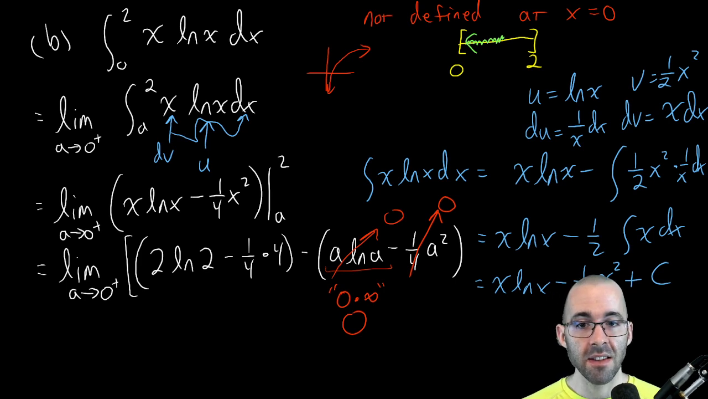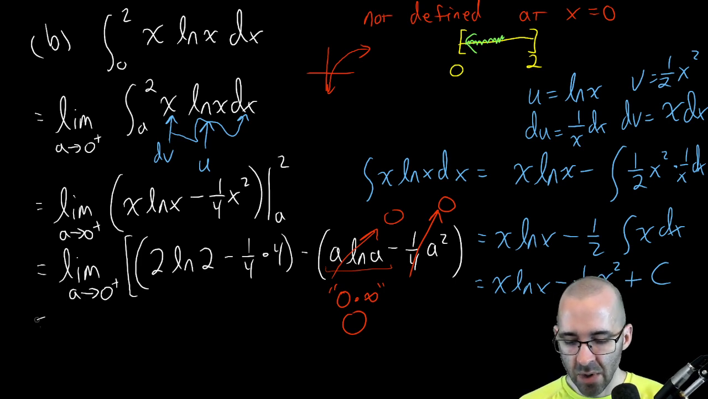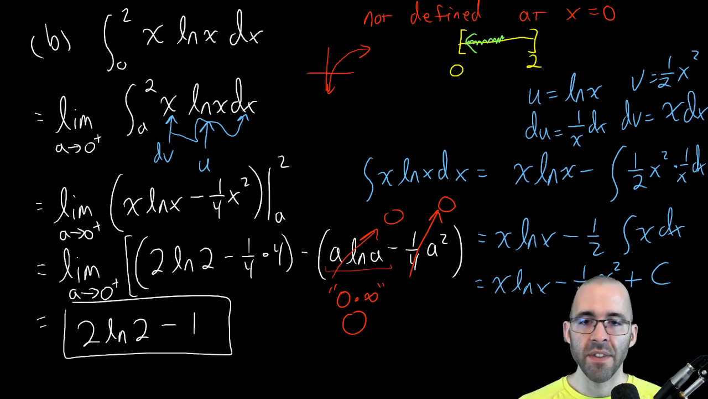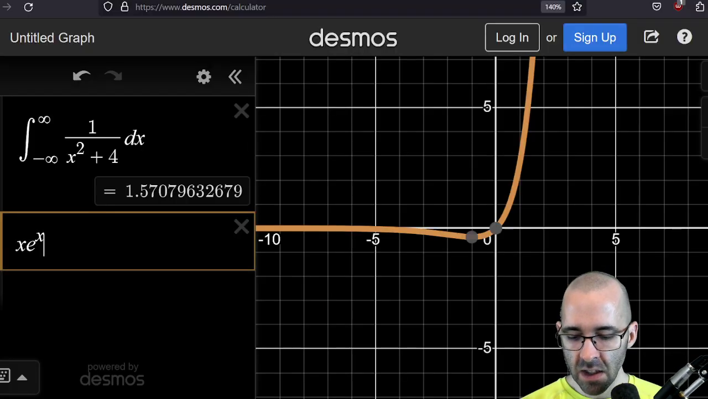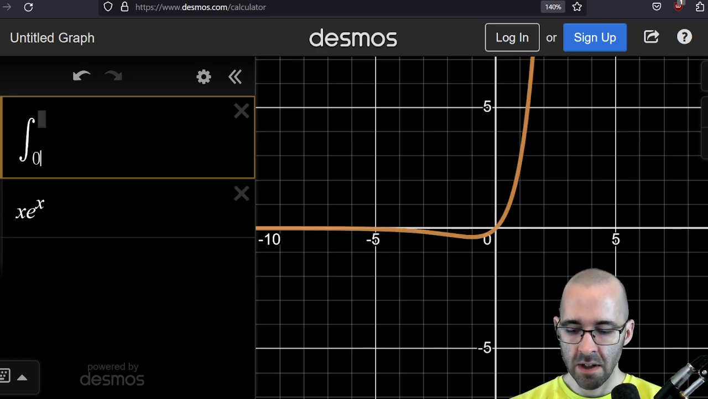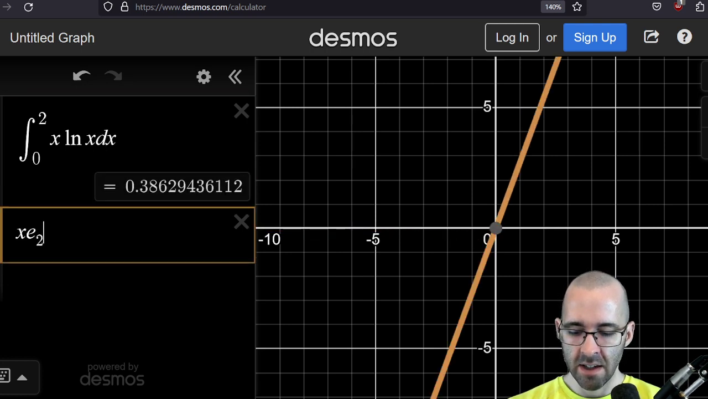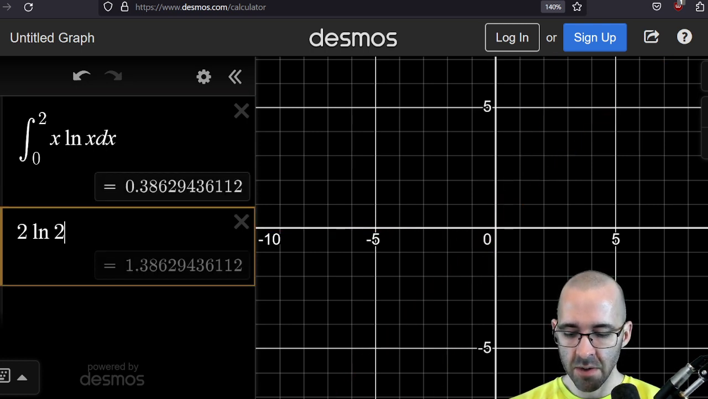That gives us our answer. Whatever this first guy is, 2 ln 2 minus 1/4 times 4. That's our answer. Should be able to use Desmos to check. Integral from 0 to 2 of x ln x dx. Is that 2 ln 2 minus 1? I think so.